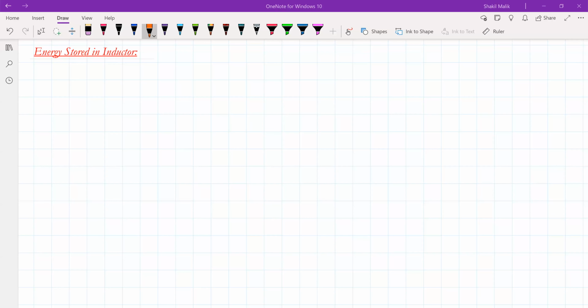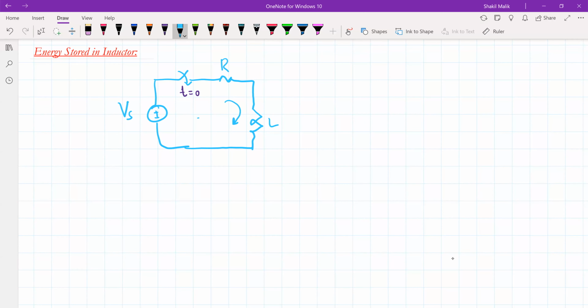Now, in the previous session, we learned that when we connect an RL network to a source through a switch, like this, where this is R and this is L, a current will flow. And the behavior of the inductor current looks like this.